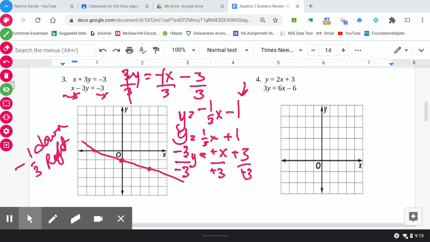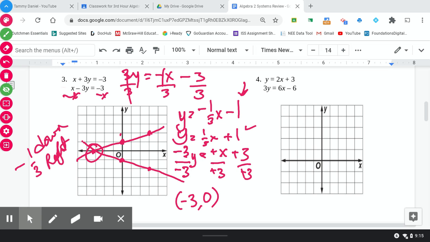right there. And then on this one, I start at a positive 1 and I go up 1 and over 3. Up 1, 1, 2, 3. Or I can go down 1 and left 3, which would put us right there. So our answer for this one is going to be negative 3 and 0.